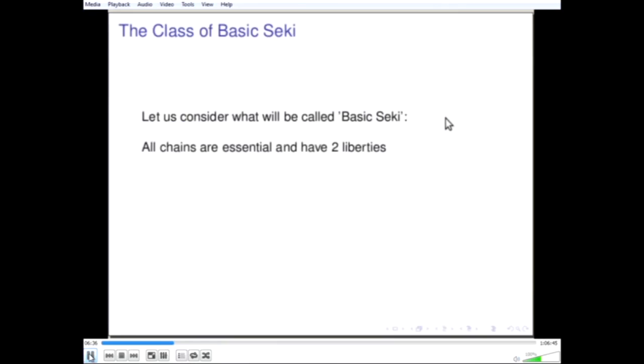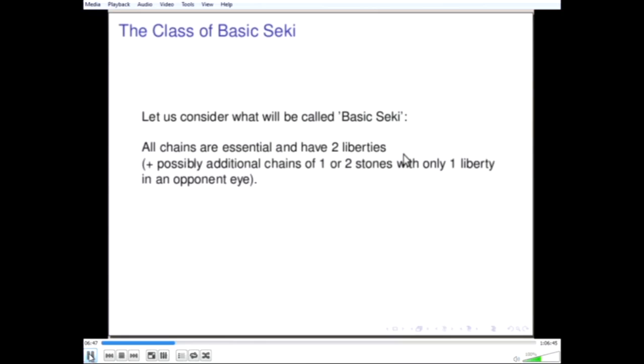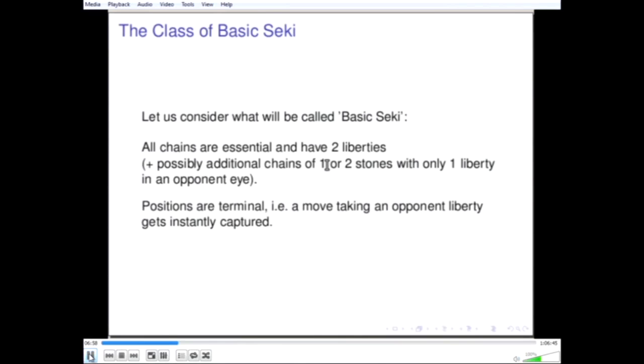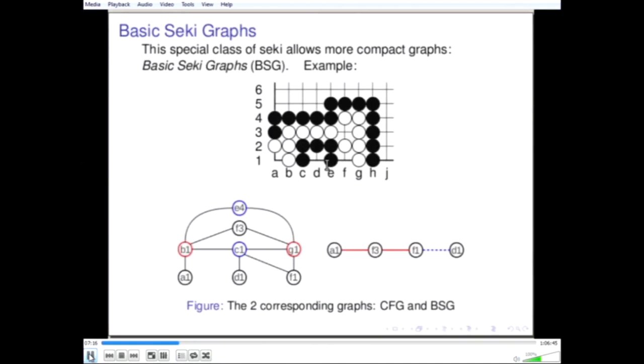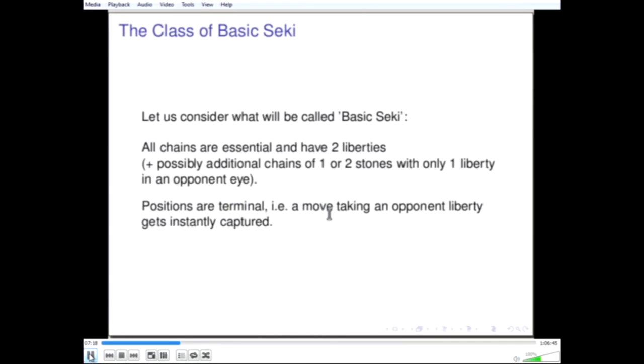And the first part of this talk will consider what I call basic Seki, which contains only chains which have each two liberties, and possibly chains of one or two stones within an eye, but they don't make a difference and they will not be represented in our basic Seki graphs. By the way, a graph is a mathematical object consisting of nodes which are linked by edges. And we are looking only at positions which are terminal. That means a move taking an opponent's liberty gets instantly captured.